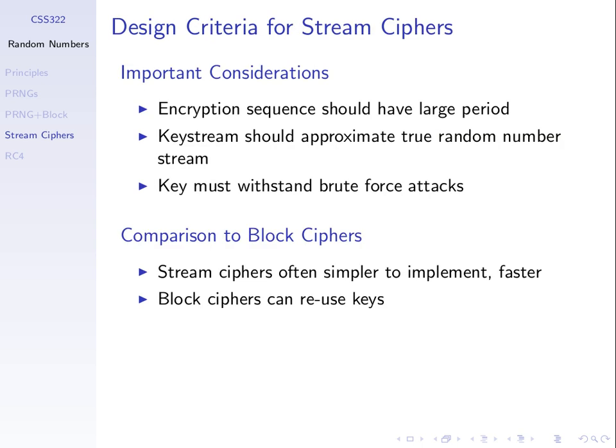When we compare stream ciphers to block ciphers, they're usually simpler to implement and faster as a result. With a stream cipher, we should not reuse keys. And we'll give some examples of what goes wrong if we do, whereas with block ciphers, we can reuse keys. Let's go through a stream cipher first and then see some examples.